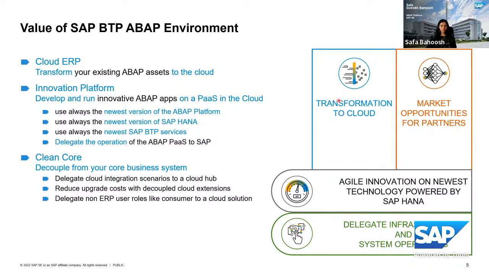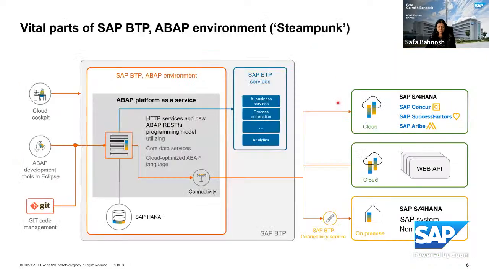So, how does the environment look from an ecosystem perspective? Here in the middle, you can see the Business Technology Platform with the ABAP environment in the red box. So this runs on the cloud, which is, as said, comparable to the traditional ABAP system consisting of application server and underlying database, and the application itself contains the actual programming model.